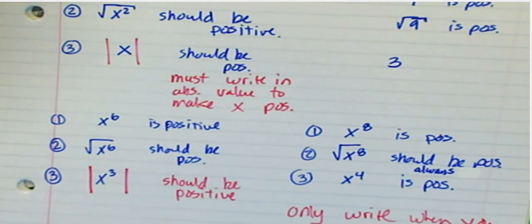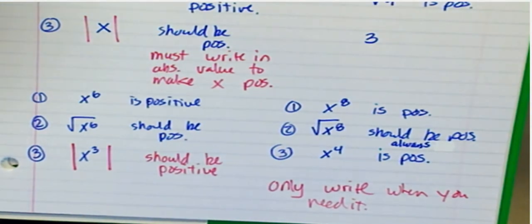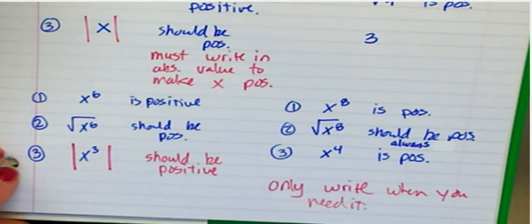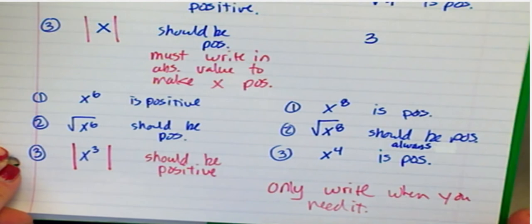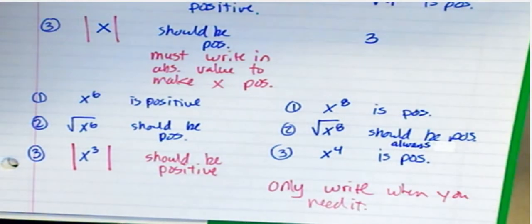Okay, so let's do a problem. Notice that I didn't write absolute value on x to the 4th. It would have been redundant. You don't need it, don't write it. Okay. Let's put up an example and see if you can place the absolute value.